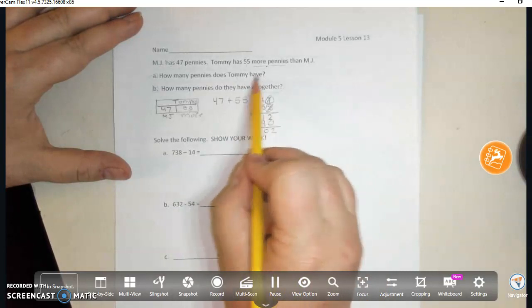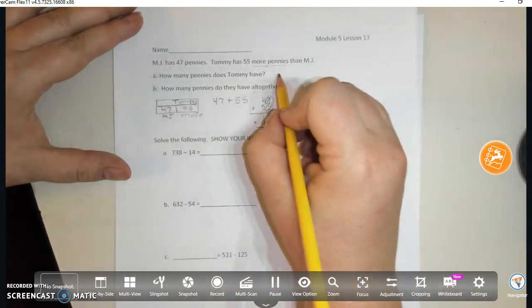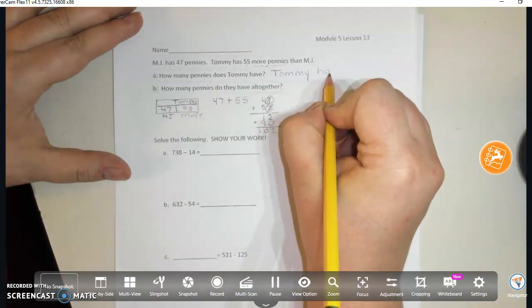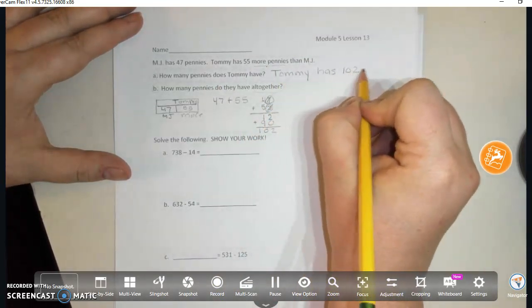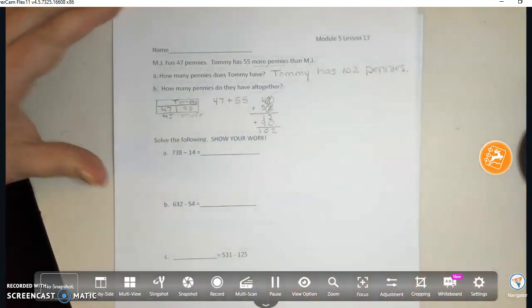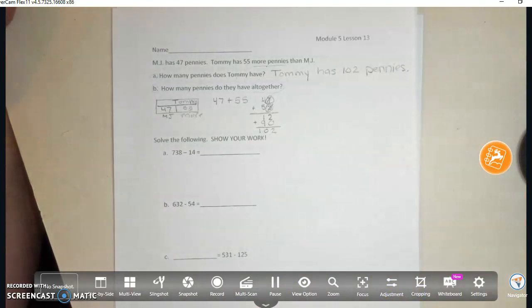I'm going to put my answer right here. How many pennies does Tommy have? Tommy has 102 pennies. Excellent job. Now it says, how many do they have all together?